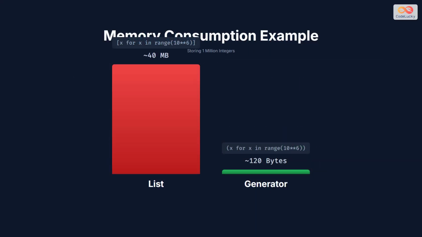Let's look at a concrete example. If we want to store 1 million integers, a list would take up about 40 megabytes of RAM because every number is stored. A generator representing that same sequence takes up only about 120 bytes. That is a massive difference. It stays the same size whether it's yielding 10 numbers or 10 billion.